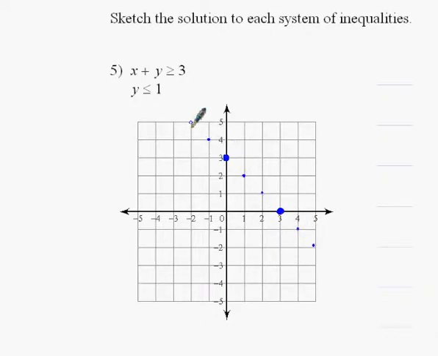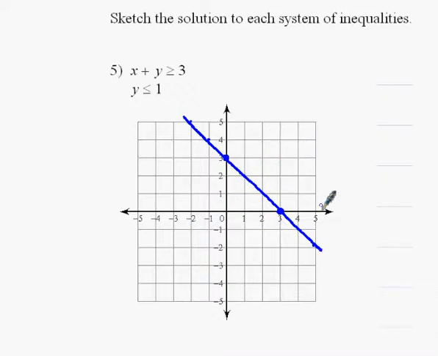I have to decide what kind of line I will draw, a dashed line or a solid line. This says greater than or equal to, and as you know, equal to makes a line. Okay, so here's the solid line. And finally, I have to decide which direction I will be shading, down below it or up above it.